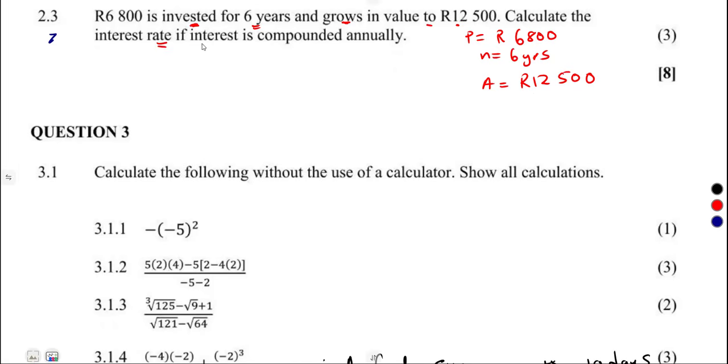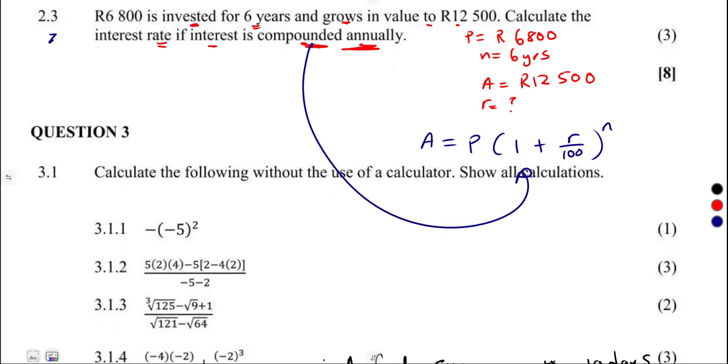Calculate the interest rate if the interest is compounded annually. We are dealing with compounded annual interest. What is the interest rate? If you are dealing with compound interest, the amount is equal to P into 1 plus R over 100 to the exponent of N. That is the compound interest formula, where A is the accumulated amount.